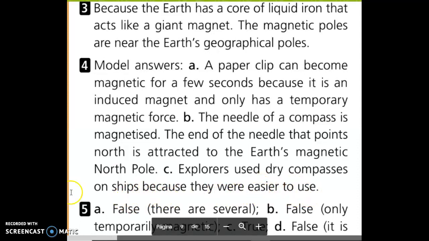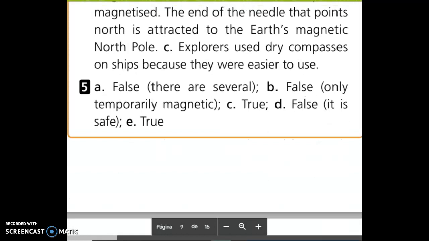And finally, exercise number 5. We've got the letter A, which is false. There are several. Letter B, false, only temporarily magnetic. C, true. D, false, it is safe. And E, true. Okay, good.